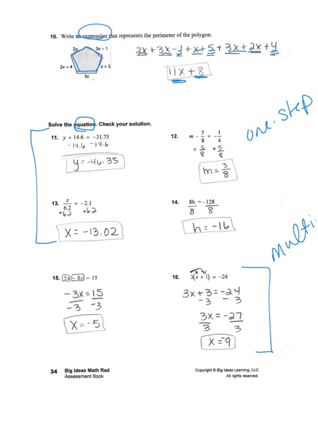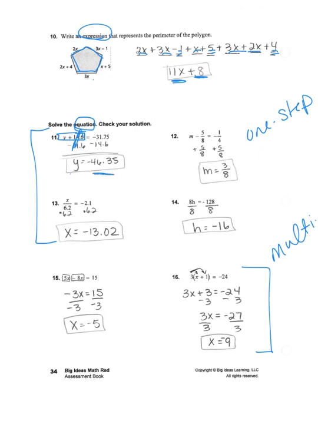Okay, so in number 11, you have y, and then a positive 14.6 equals negative 31.7. So to get the y by itself, because this is the side that we're looking at, you have a positive 14.6, so give both sides a negative 14.6. So that's gone, and you'll have y equals negative 46.35, negative 31.75, and a negative 14.6, making negative 46.35.